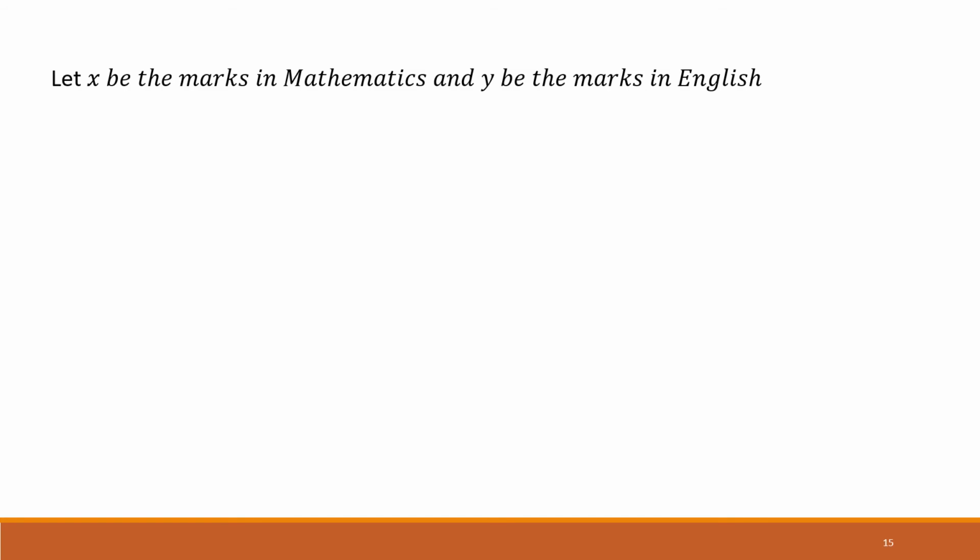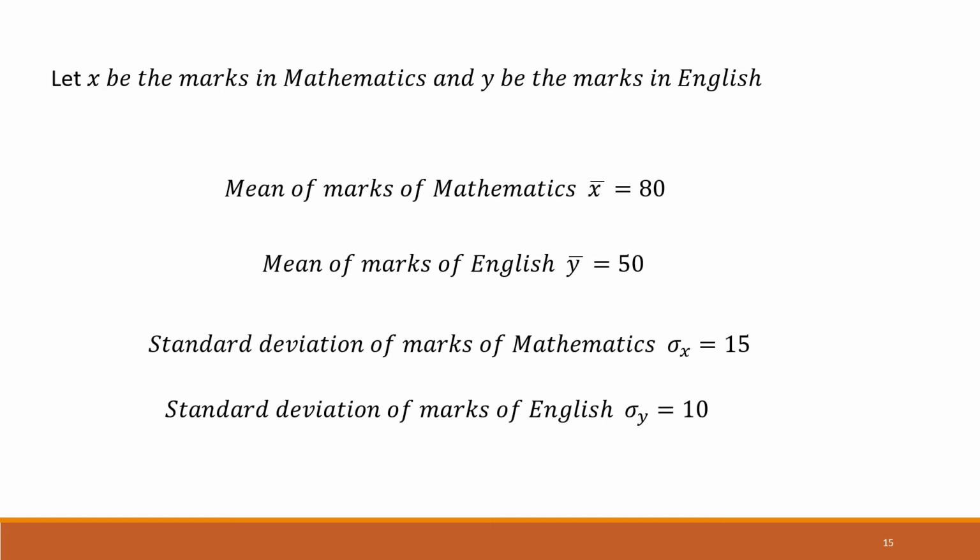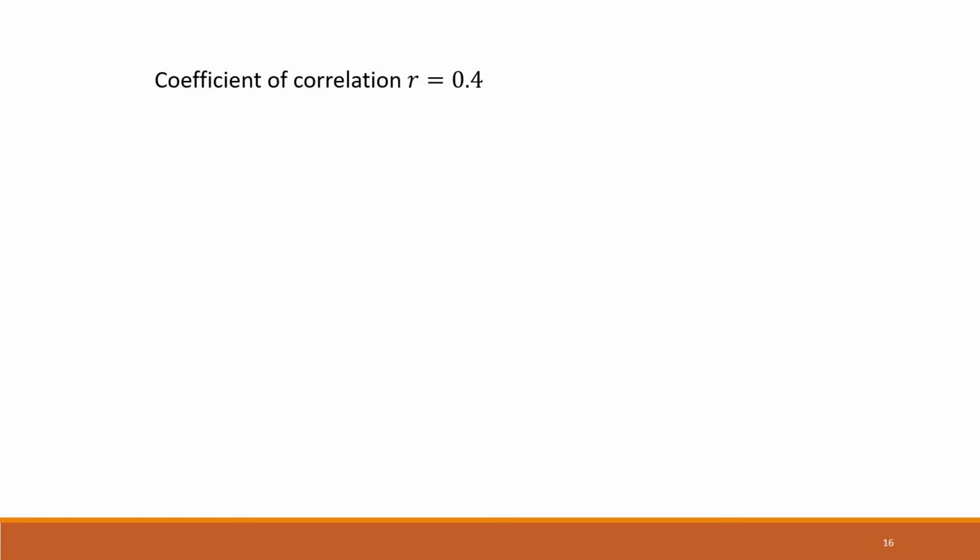Let X be the marks in mathematics and Y be the marks in English. We know X bar is 80, Y bar is 50, sigma X is 15, sigma Y is 10. Correlation is also given as 0.4. Our aim is to calculate the regression of X on Y because we require the marks in mathematics, so we want X when Y is 60. The line of regression of X on Y is X minus X bar equals bxy into Y minus Y bar.